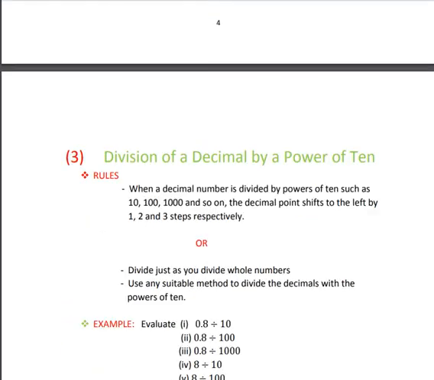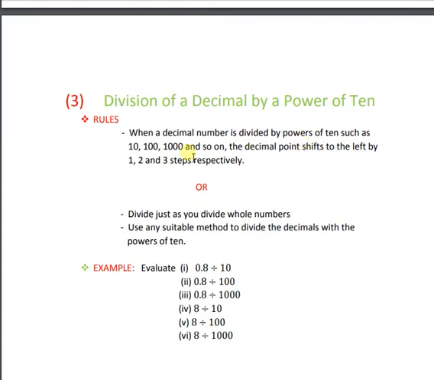When you do division of a decimal by a power of 10, when we talk of power of 10, we are talking of numbers such as 10, 100, 1000, 10,000, 100,000, and million, and so on. Those numbers that are multiples of 10, like this. So when you divide decimals by whole numbers which are multiples of 10, it is actually the simplest form of dividing decimals, because what you do is just move the decimal towards the left-hand side depending on the number of zeros that are in the divisor.